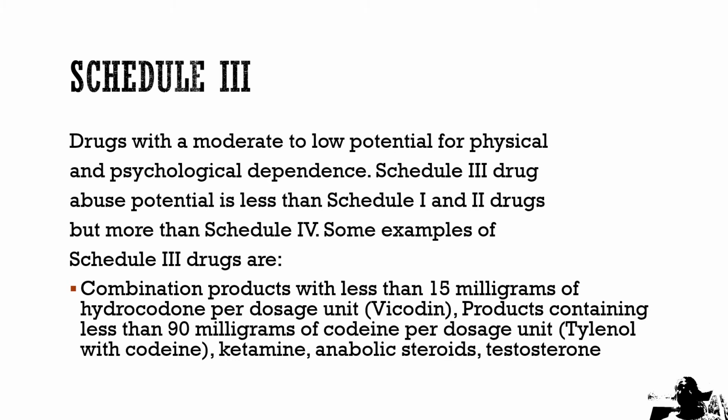Schedule 3 drugs are drugs with a moderate to low potential for physical and psychological dependence. These are drugs with abuse potential that is less so than Schedule 1 and 2 drugs, but more than Schedule 4. So again, here are some examples. This is when you start to see things like combinations of products, products with 15 milligrams of hydrocodone per dose, like certain doses of Vicodin. Products containing less than 90 milligrams of codeine, Tylenol with codeine, for example. Ketamine or Special K, some anabolic steroids, and testosterone will fall into Schedule 3.